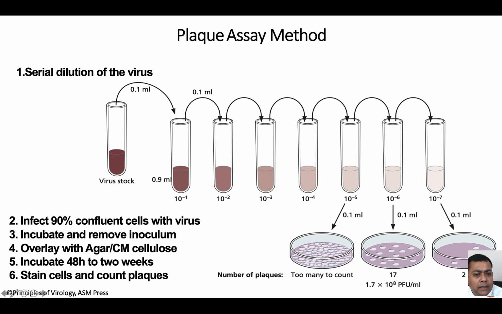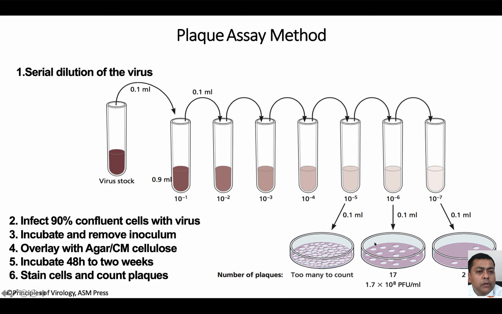So the function of the agar or the CM cellulose, and this is a quiz question, exam question, definitely remember that when you add this semi-solid agar or the CM cellulose on top of the cells, it keeps all these viruses which are coming out of the cell in the same place. If they are in liquid media, the virus will just basically diffuse in the media. And suppose you have a foci right here, it can just go somewhere else and infect some other distant cells.